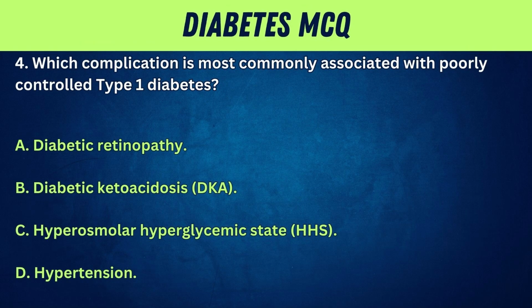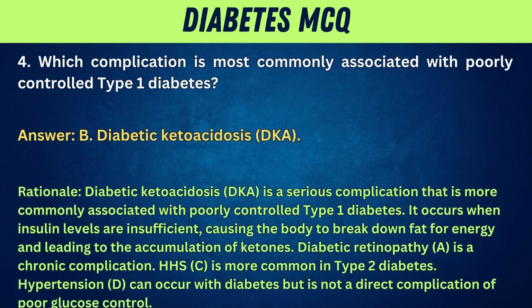4. Which complication is most commonly associated with poorly controlled type 1 diabetes? A. Diabetic retinopathy. B. Diabetic ketoacidosis, DKA. C. Hyperosmolar hyperglycemic state, HHS. D. Hypertension. Answer. B. Diabetic ketoacidosis, DKA.